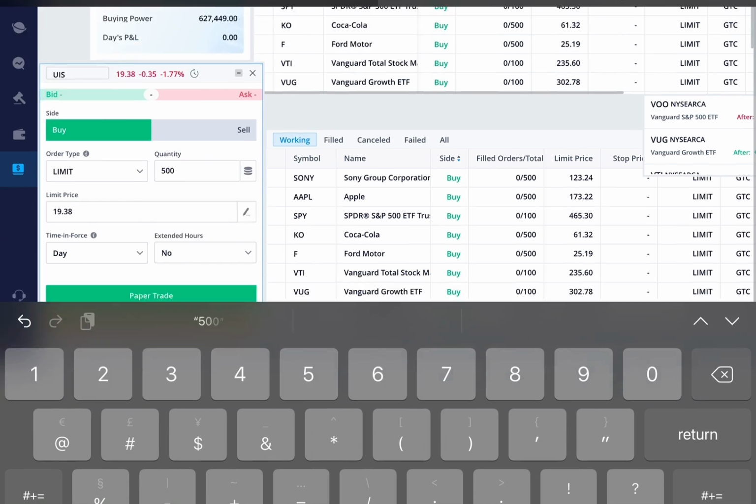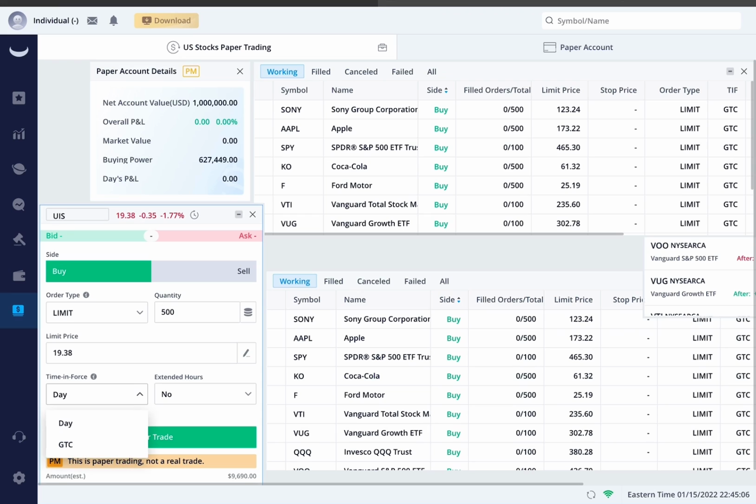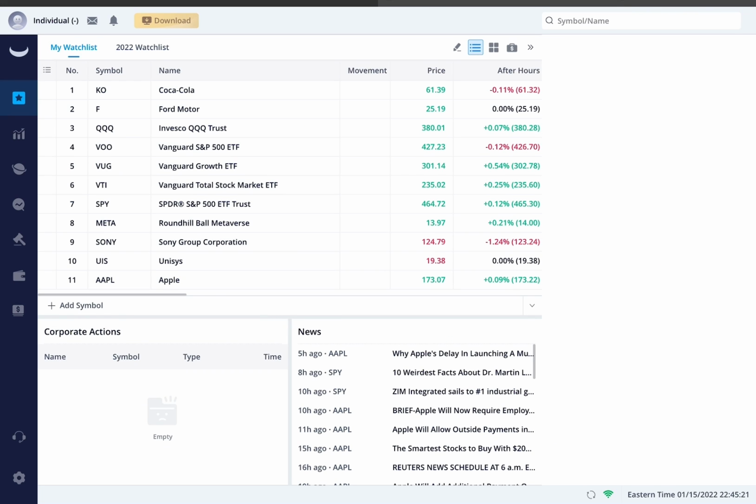Yep. And then I want the time in force to be GTC, extended hours, yes, and then submit it successfully. That went through. All right. And I'm going to go over here and look at the market. These are my watch list. This is my watch list here.